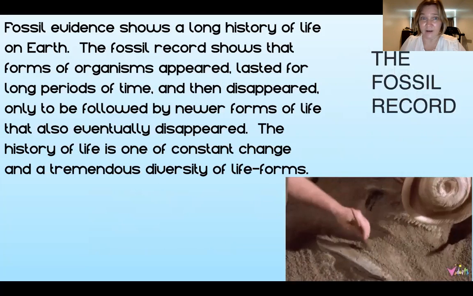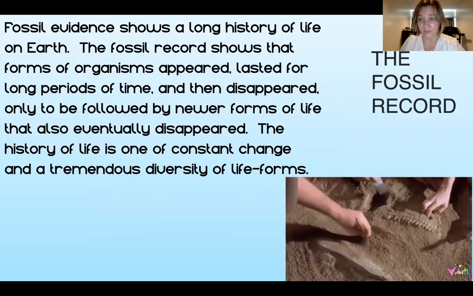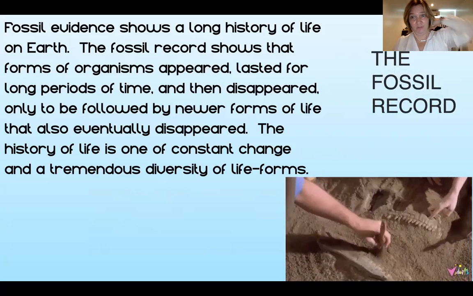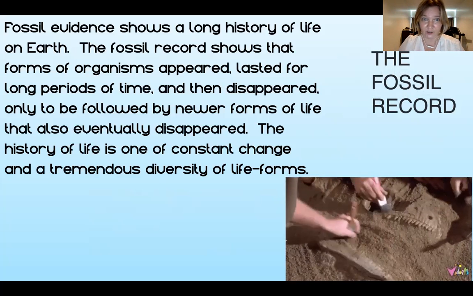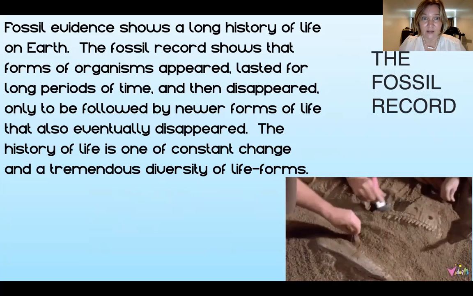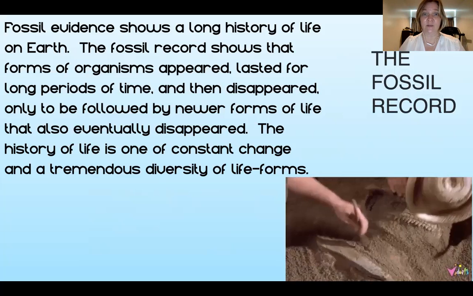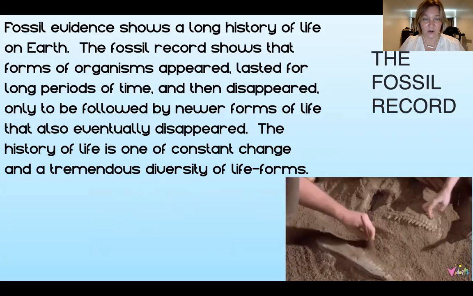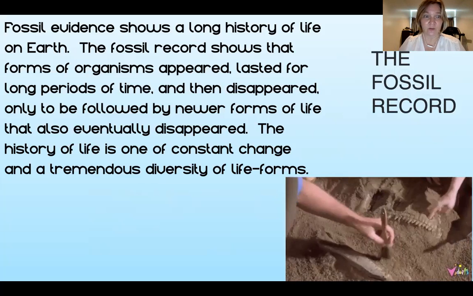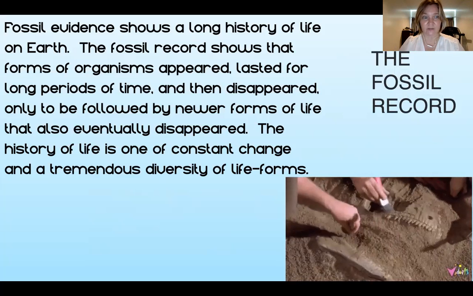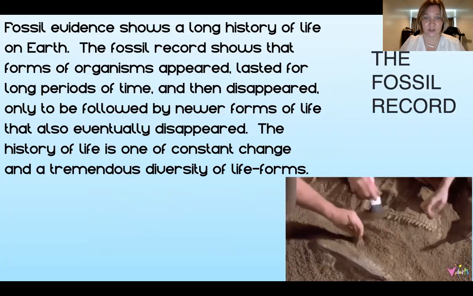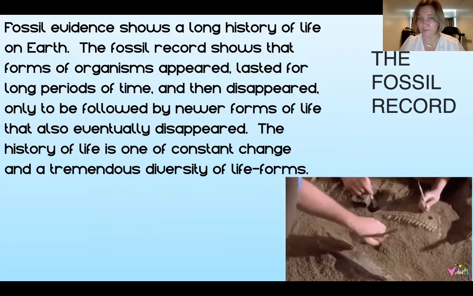A big part of the evidence that we put together to look at the evolution of species is the fossil record. Fossil evidence shows a long history of life on Earth. The fossil record shows that forms of organisms appeared, lasted for long periods of time, and then disappeared, only to be followed by newer forms of life that also eventually disappeared. The history of life is one of constant change and a tremendous diversity of life forms.